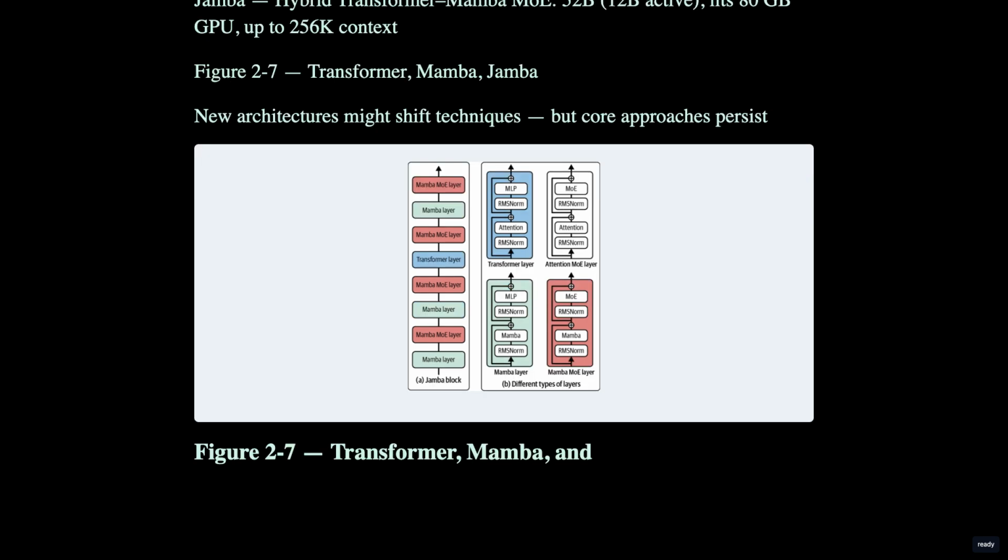This figure visualizes the 3 layer types used in the paper: the standard transformer layer, the Mamba layer, and the hybrid Jamba layer. We'll use this diagram to compare their structures and see how Jamba blends transformer and Mamba mechanisms.